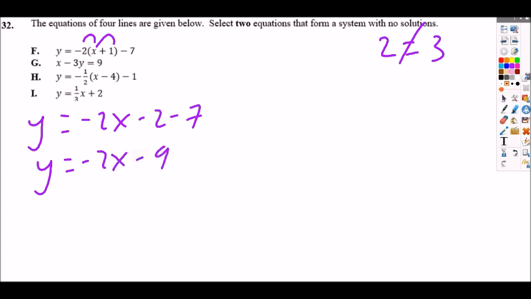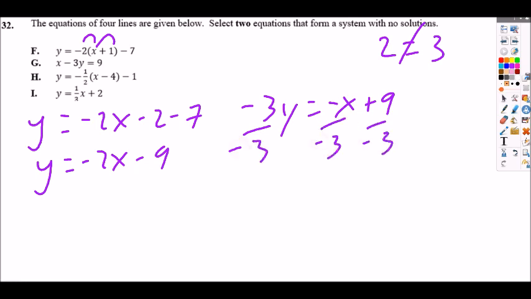Then the next one, I'm going to subtract x to the other side, and I have negative 3y is equal to negative x plus 9. Divide negative 3 to both sides, and I get y is equal to positive 1/3 because of the two negatives. So I get positive 1/3 x minus 3. Well, f and g don't work, and no solution would mean that they never cross or that they're parallel.